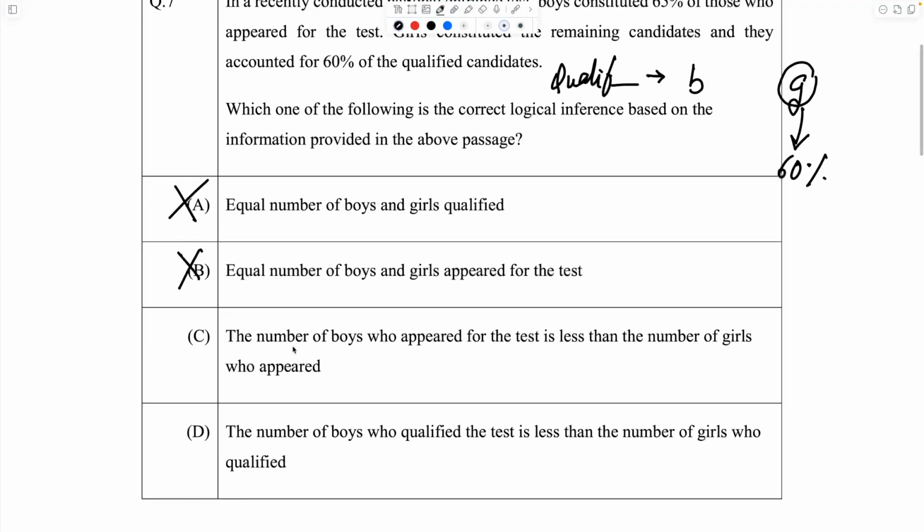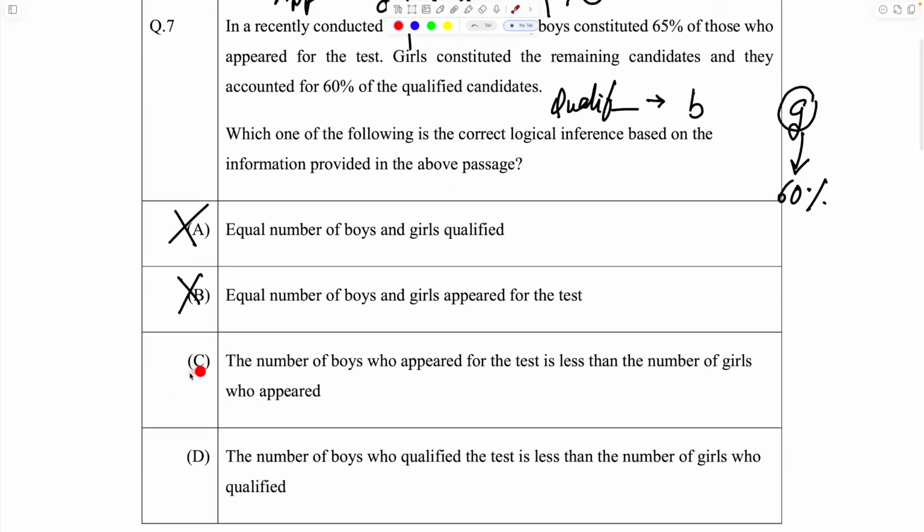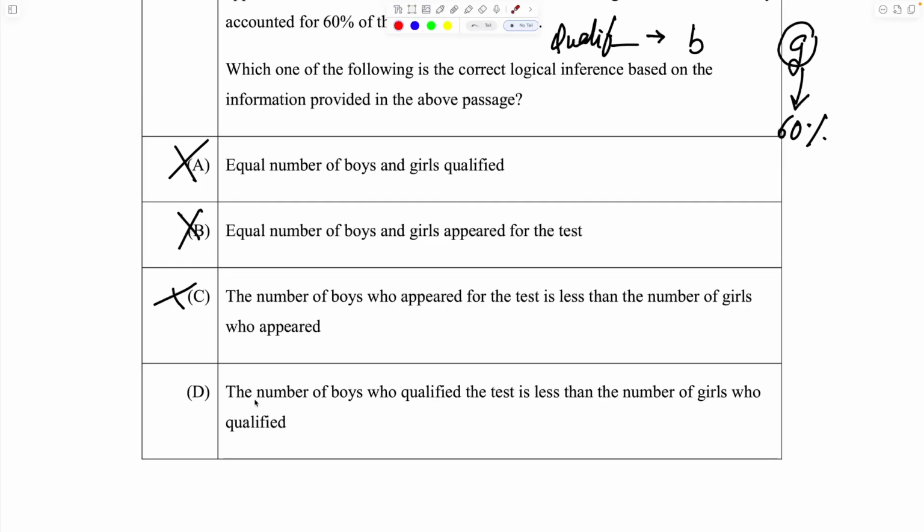The third statement says that the number of boys who appeared for the test is less than the number of girls who appeared. From here it is given that among appearing candidates, the boys are more because 65% are boys. So this statement, that the boys who are appearing are fewer than the girls who are appearing, is actually the opposite of what is true. That is false.